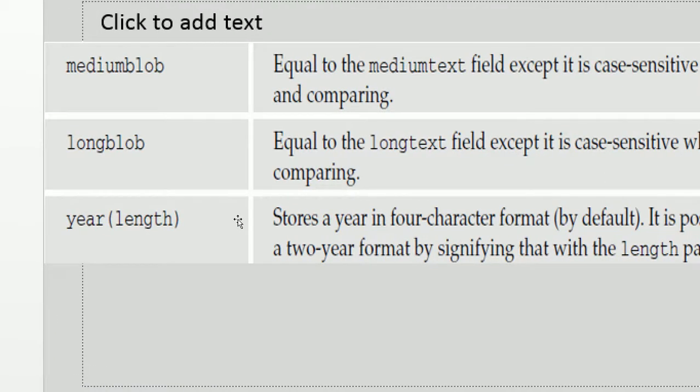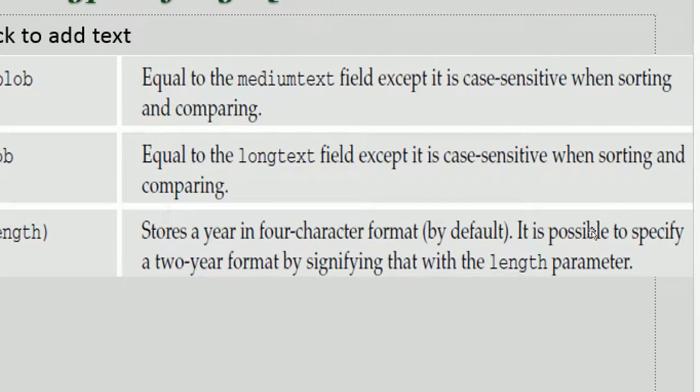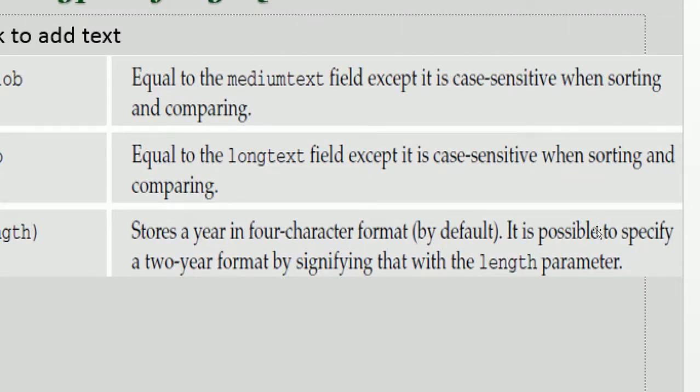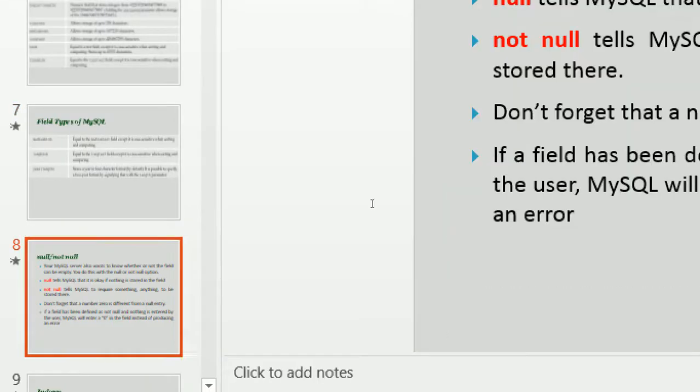Now year. Year is also a data type, and you have to provide the length here. If you provide 2, you can store 18, like 2018. If you provide 4, then you can store 2018 completely. It stores a year in 4 character format by default, but if you don't want that, you can provide the length according to the format you want. Clear?